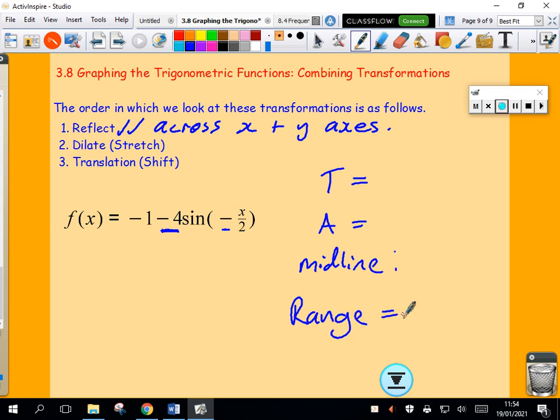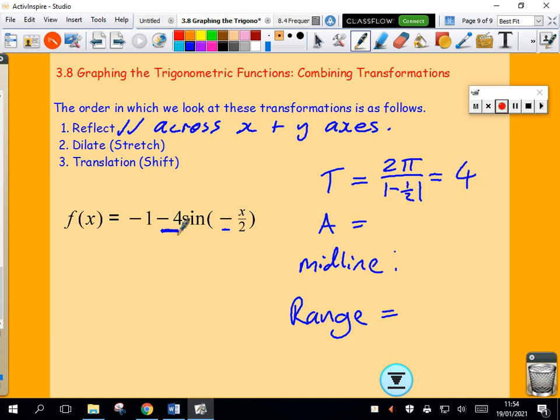The reflections aren't going to affect any of these things, but this negative here means it's going to be reflected across the x-axis. This negative here means it's going to be reflected across the y-axis as well. The period is always going to be 2 pi divided by the absolute value of whatever the coefficient is in the argument. Negative x over 2, well, that's negative a half times x, so it's divided by the absolute value of negative a half, and that's going to be 4.